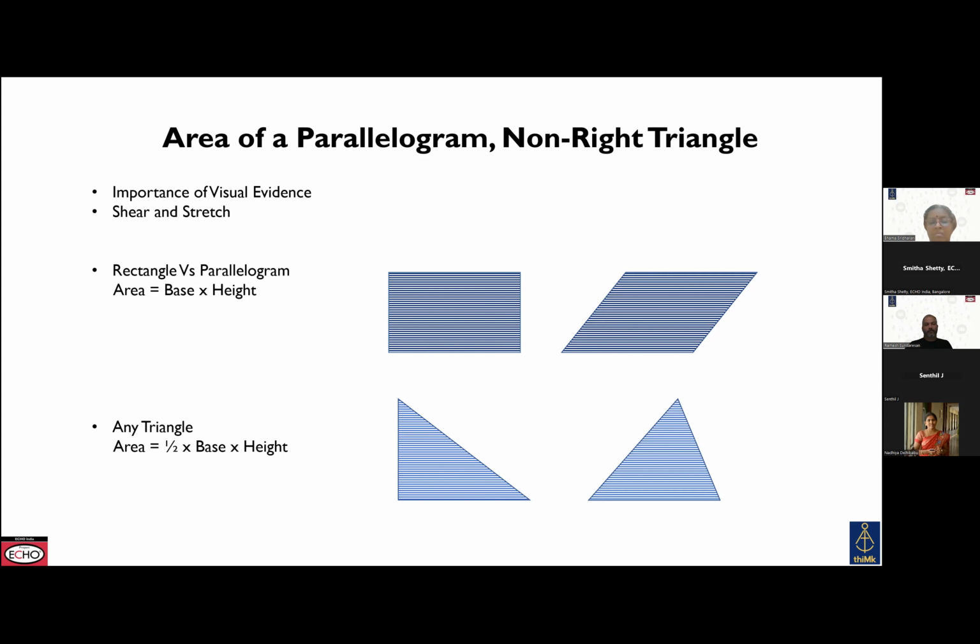From the rectangle, we move on to the next one, the parallelogram. And the moment anybody sees the parallelogram, initially, like always, we start with estimating what the area of this is. Is it more than the rectangle, less than the rectangle? Is it equal to the rectangle? And many children would start estimating intuitively that it is more than the rectangle because it seems to be longer on the base.